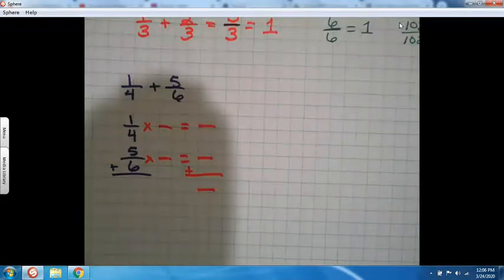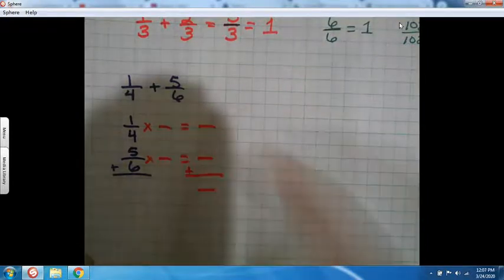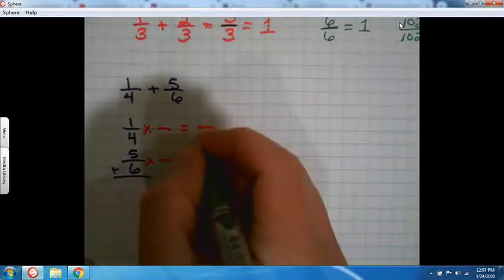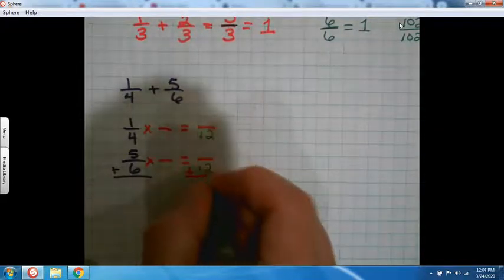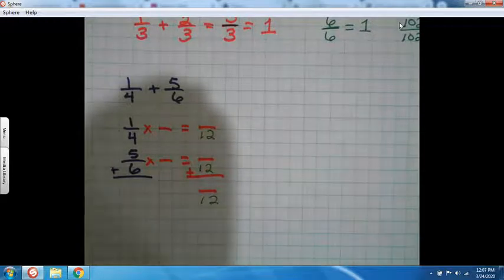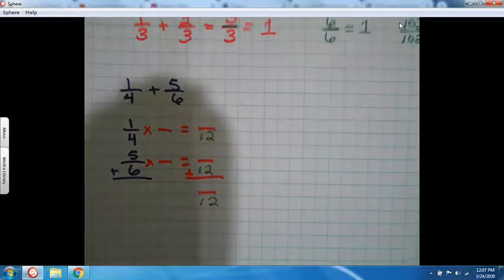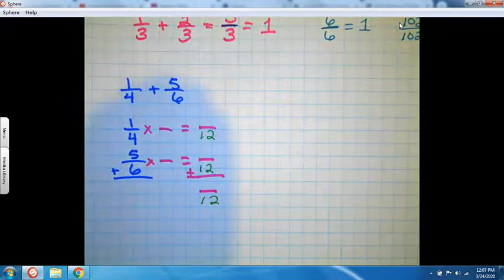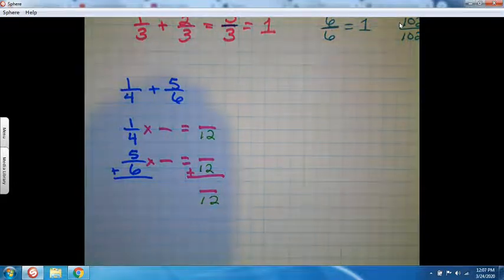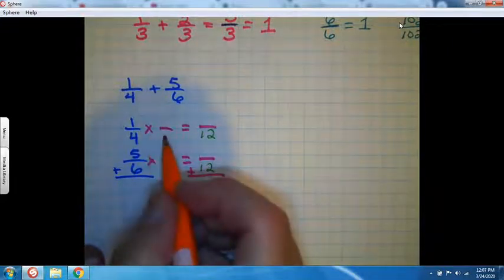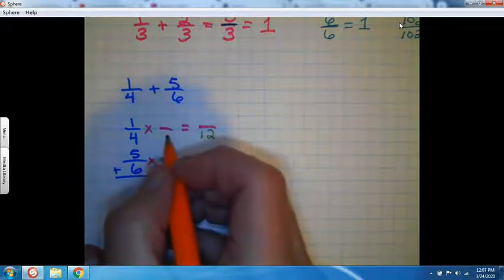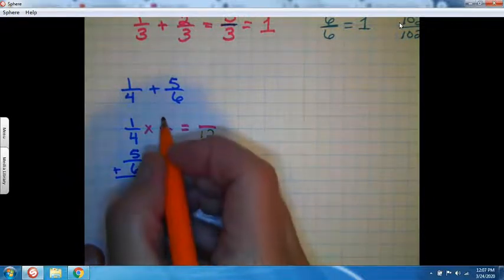So back over here we go, 12, 12, and 12. That's a much nicer number to work with other than 24. Okay? Now, from there you just fill in the blanks. Just fill in those blanks. Easy enough. So 4 times what is 12? 3. Good. And what we do to the bottom, we do to the top.